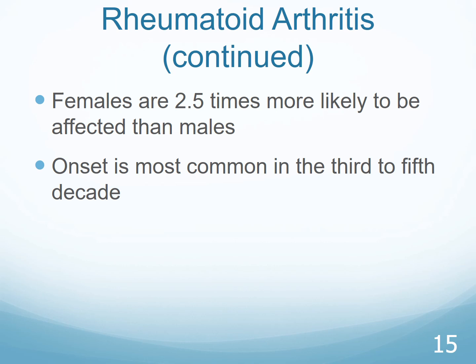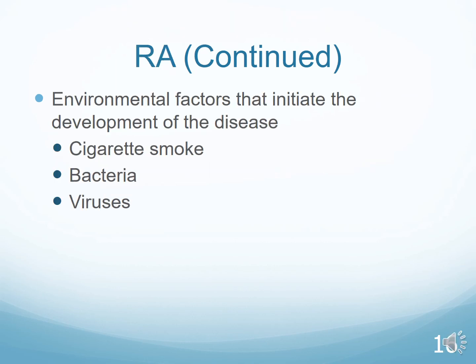Females are 2.5 times more likely to be affected than males. And onset is most common in the 3rd to 5th decade. So sometime between the 30s and the 50s is when we are going to start to hear these complaints, or your client will present with clinical manifestations. So some environmental factors that will initiate the development of the disease are cigarette smoke, bacteria, and then viruses.